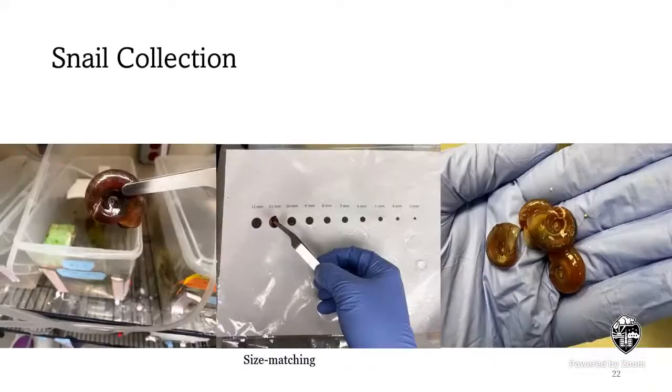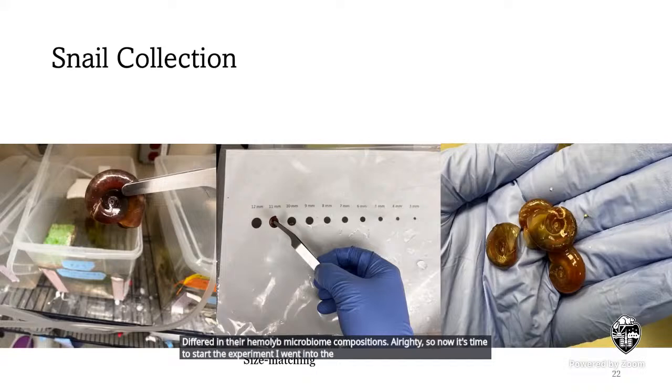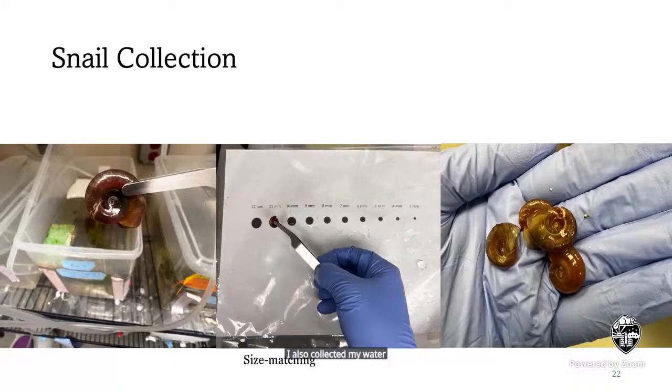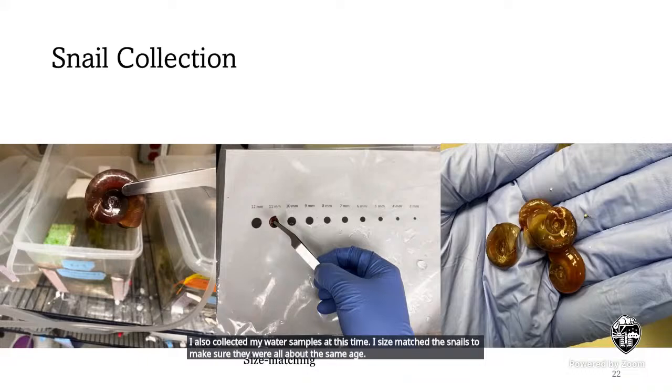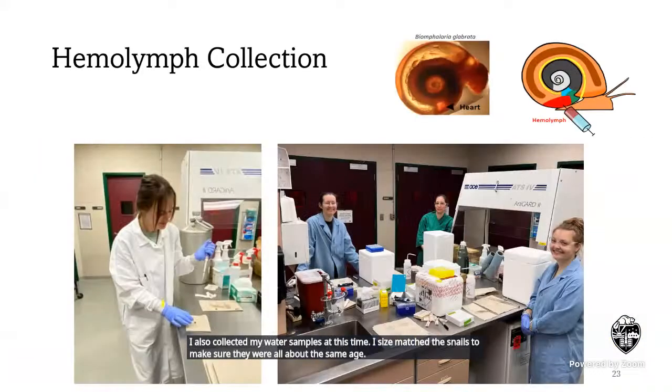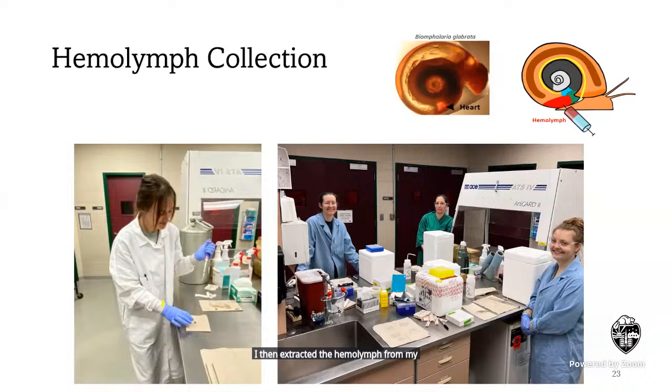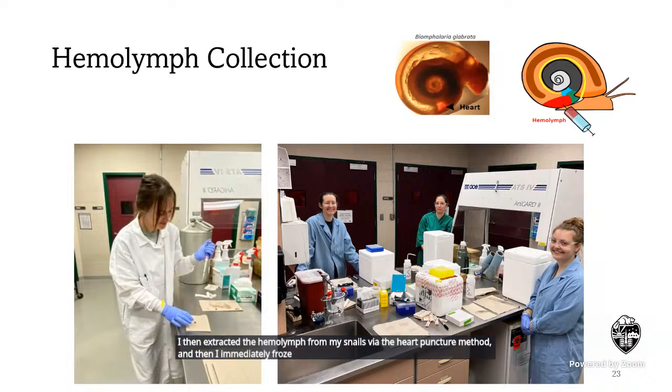Alrighty, so now it's time to start the experiment. I went into the snail room. I collected 4 replicate snails from each of my inbred lines. I also collected my water samples at this time. I size matched the snails to make sure they were all about the same age. I then extracted the hemolymph from my snails via the heart puncture method, and then I immediately froze the hemolymph on liquid nitrogen to preserve the microbiome.